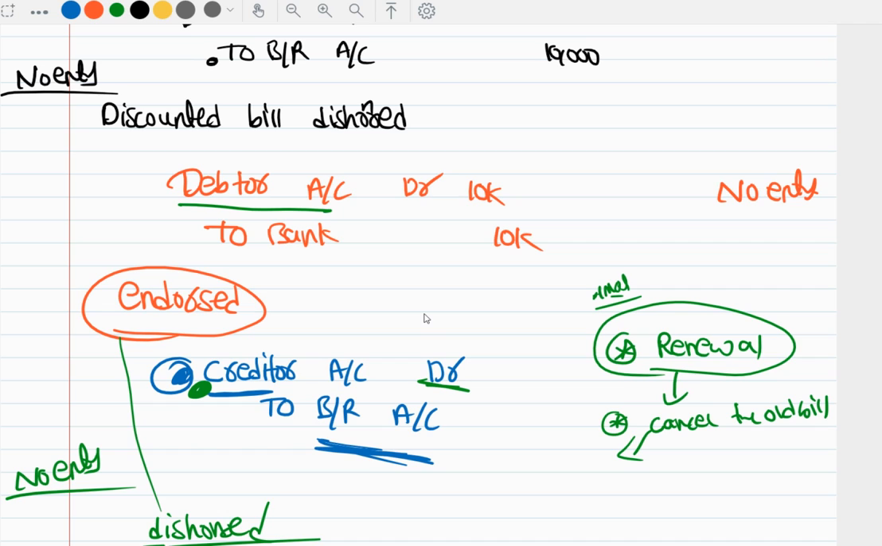The general entry to cancel the old bill is the same as dishonor, right? Debtors account debit to bills receivable account, that is the dishonor entry. And then writing a fresh bill is bills receivable account debit to debtor account. Again, we have discussed renewal in another video. With this we have discussed all the concepts of bills of exchange and all the general entries. So only the problems are remaining. Thank you.